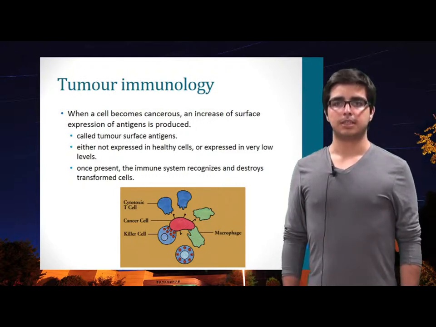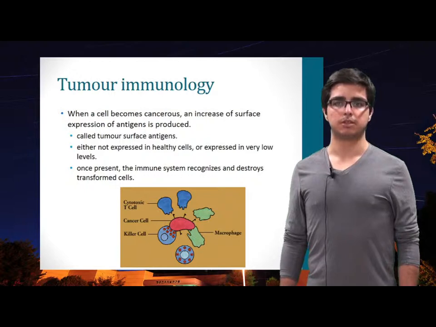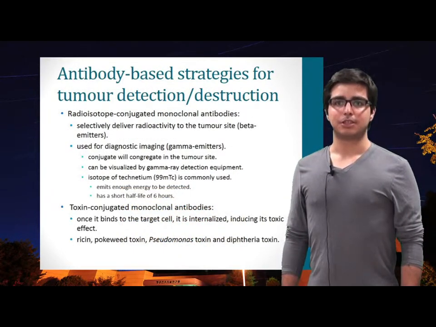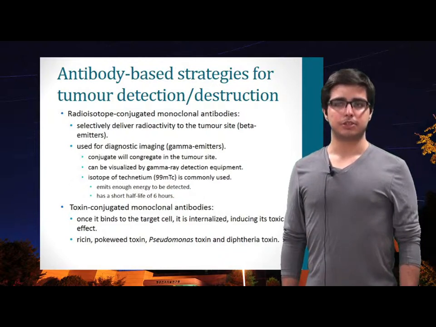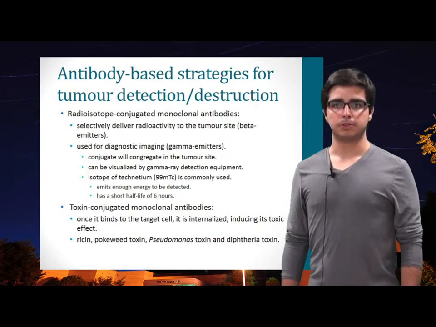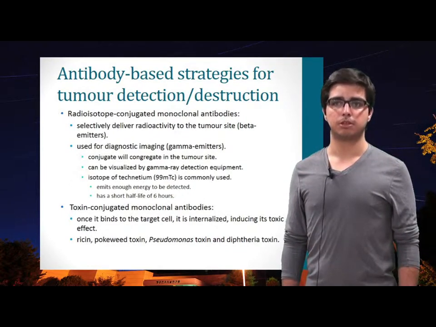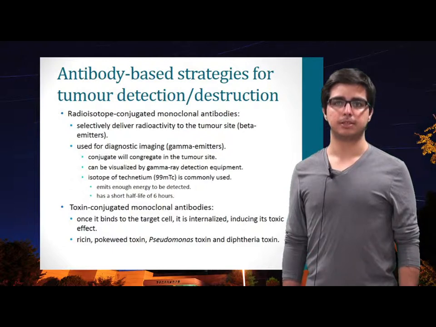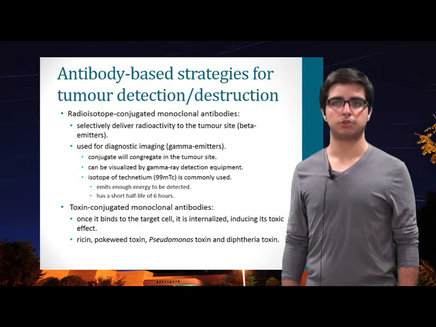Once this antigen is present, the immune system recognizes it and is able to destroy the transformed cell. These are some antibody strategies for using antibody for the detection or destruction of tumors. The first is using a monoclonal antibody conjugated with a radioisotope. When conjugated with a beta emitter isotope, it can be used to selectively deliver radioactivity to the tumor site.